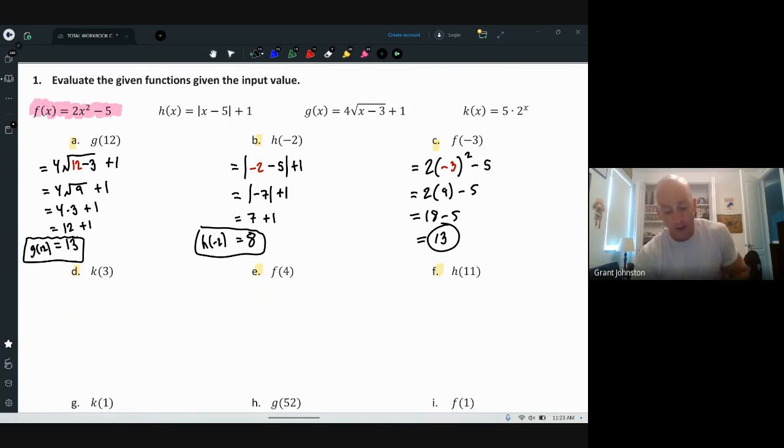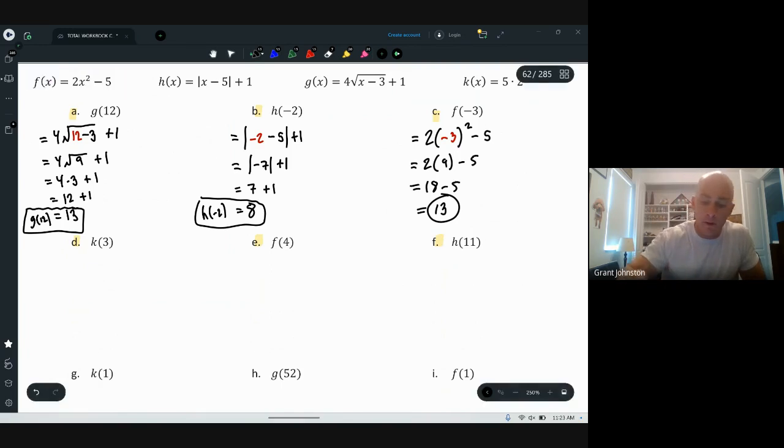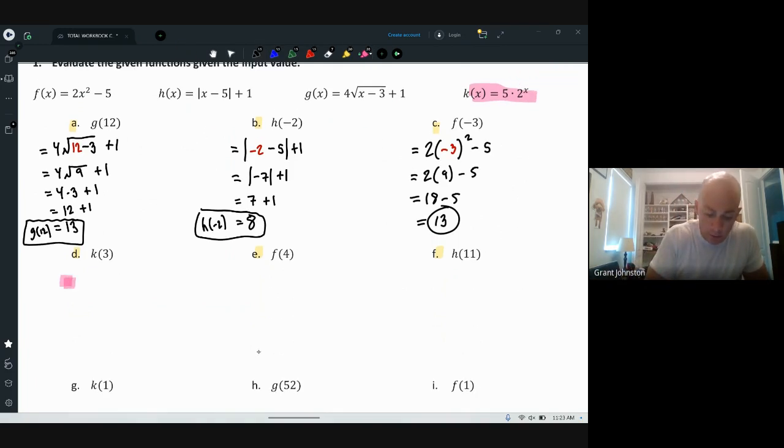I'm going to do 3 more. k of 3. So we'll be using the k function over here. We got 5 times 2 to the power of 3, because we're doing k of 3. I put 3 in for x. Order of operations tells me to do exponents first. So 2 to the third power is 2 times 2 times 2. That's 8. 5 times 8 is 40.